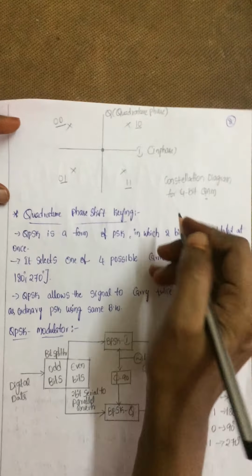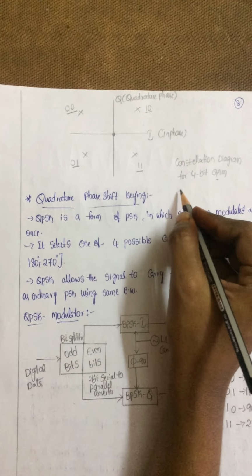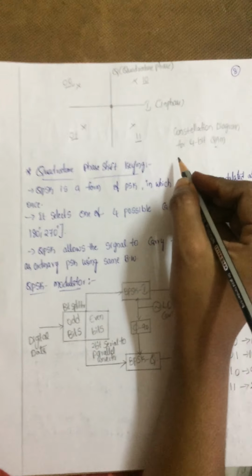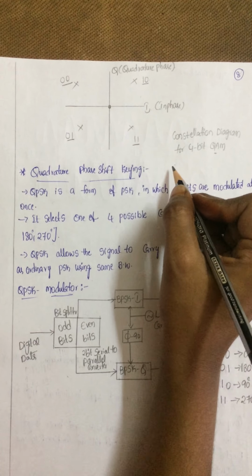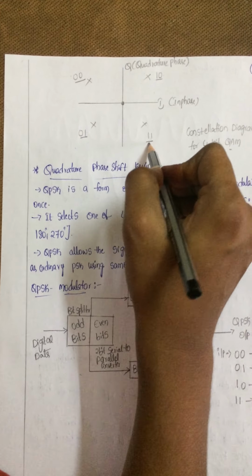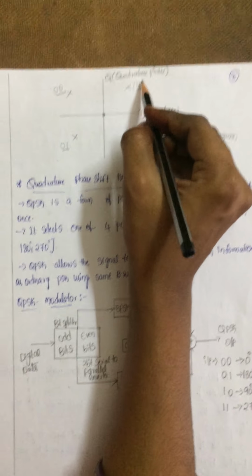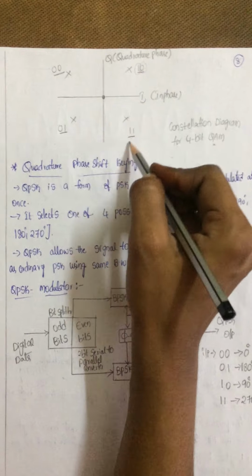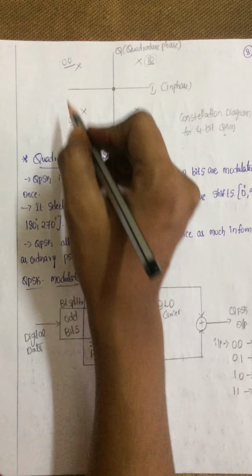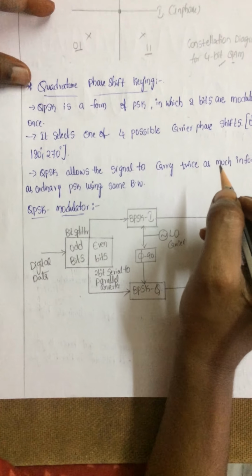Now if we see the constellation diagram, we have two product modulators, which means there are 4 chances to get the value. Product modulator 1 is generating one bit, and product modulator 2 is generating the other bit. So we have got four phases of this. This is the constellation diagram of 4-point QAM.